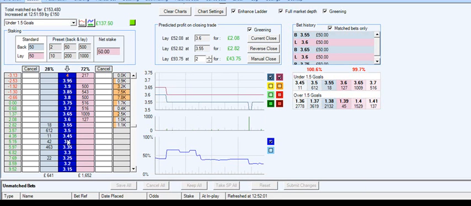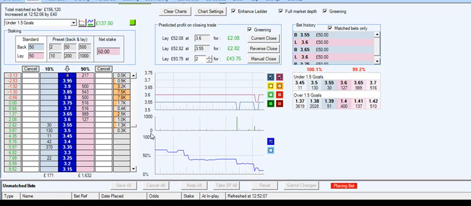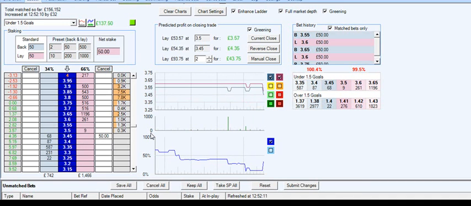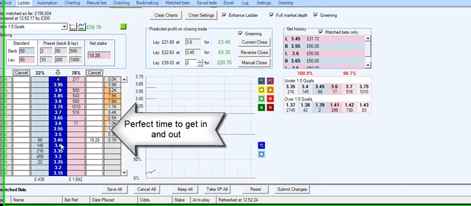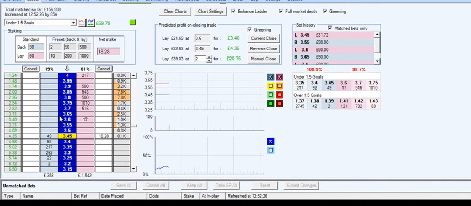And let's have a look. So we've been matched at 3.55. There's a bit of a gap at 3.45. It looked like the price was going to come in because there was very little money above it. And almost instantly, £32 of our 50 has been matched, and the rest of it's gone as well. So that was a very quick little 2 ticks taken.